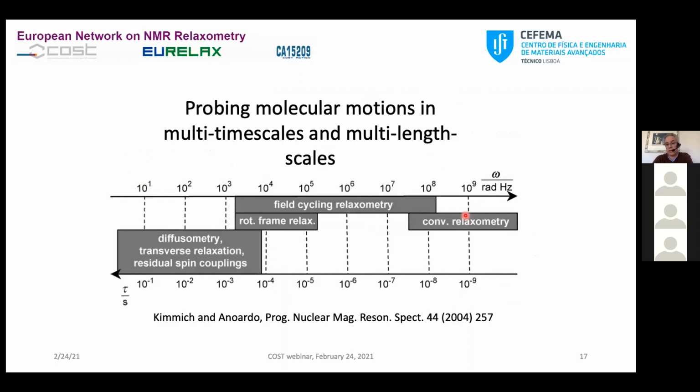Of course, this was the realm of conventional relaxometry, and there was a new world starting to appear in 1998, fast field cycling relaxometry. I had been doing some measurements in the rotating frame, so I was able to access the dynamics in this low frequency part, where I could access some slower motions, usually not accessible with conventional relaxometry.